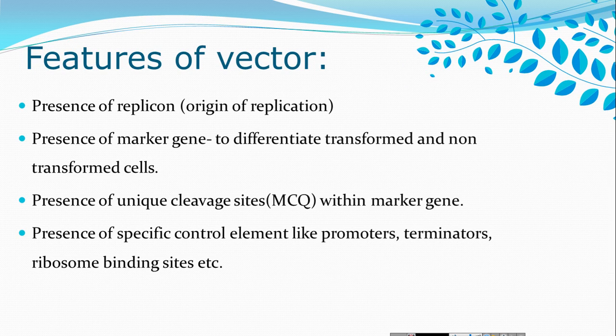A vector should have its own replicon. It should have an origin of replication. It should have the presence of some marker gene to differentiate transformed and non-transformed cells. It should have a unique cleavage site within the marker gene, and it should have specific control elements like promoter, terminator, ribosome binding sites, etc.